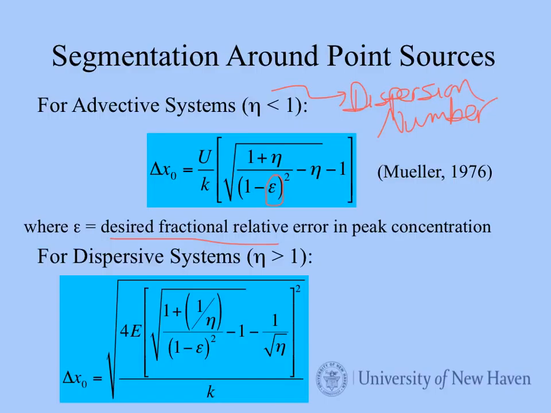These equations are a starting point for choosing the segment size surrounding the point source. Once you set that one, then you can choose the segment size adjacent to that particular segment based on the guideline that I gave you of no less than 50% in size. These are just some basic guidelines you can use in choosing the segment sizes for your system.